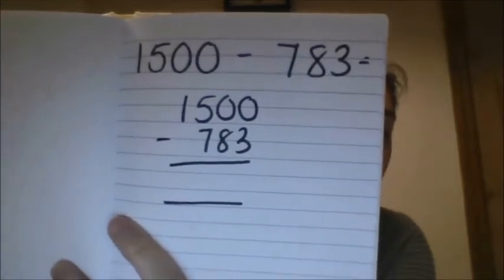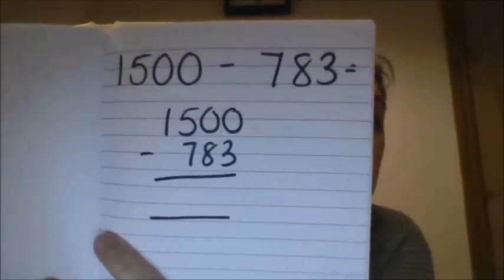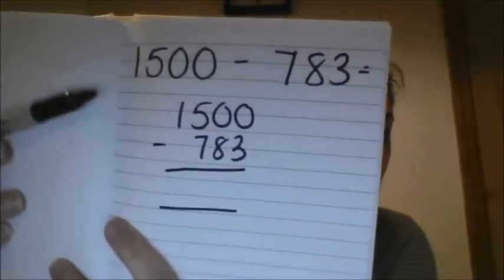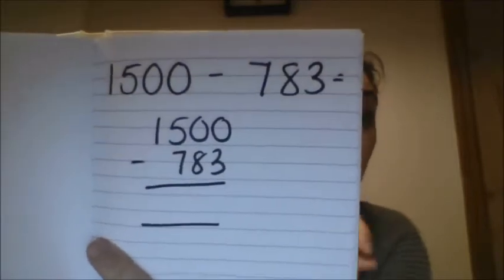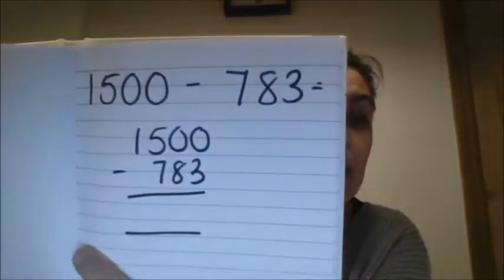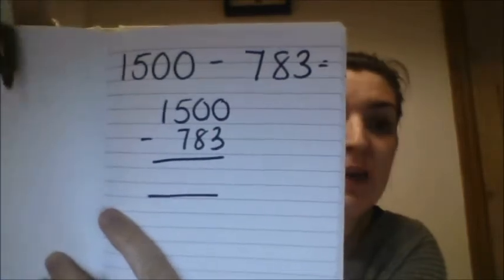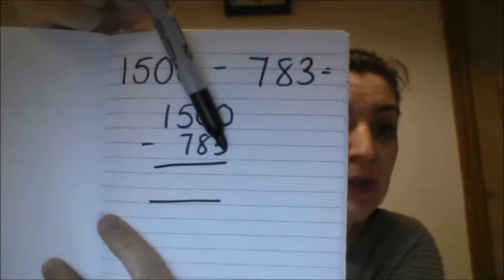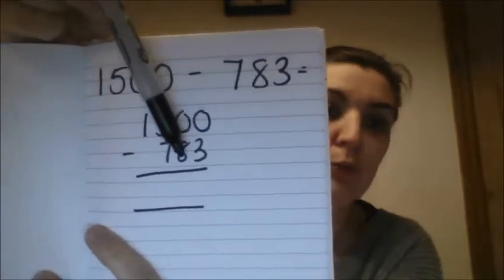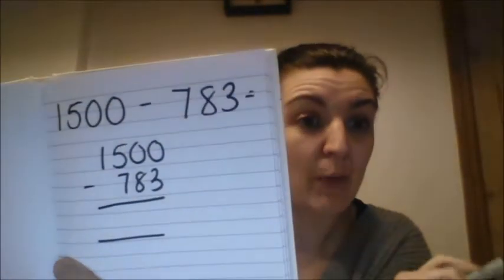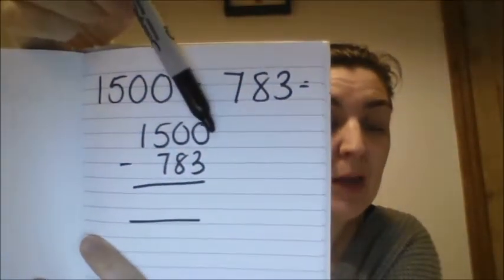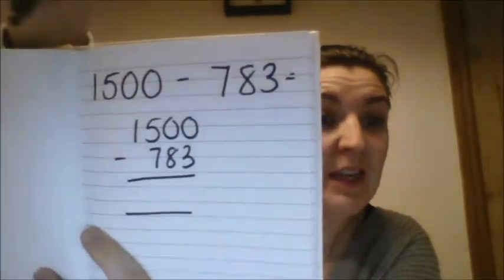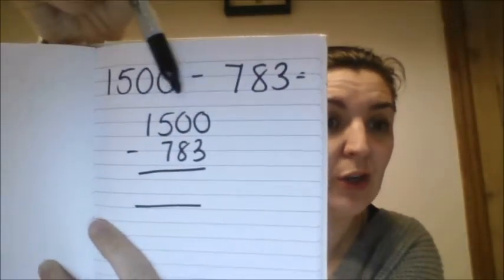So 1,500 take away 783, and I've put it in my column here. We're going to go over that method again for subtraction, putting it in a column. Again, they've made it trickier for you by putting these 2 zeros here. We can't do 0 take away 3. We can't just say, oh, we'll do 3 take away 0 instead. We've got to borrow. If the number on the top is smaller than the number underneath, you can't do it and you've got to borrow.